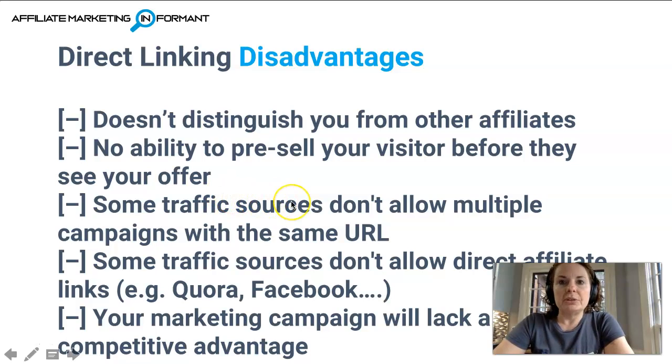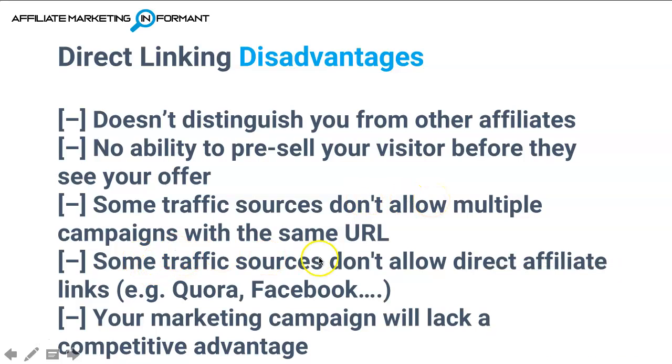Some traffic sources don't allow multiple campaigns with the same URL. This is a big one. Some traffic sources actually don't allow affiliate links on their platform. Quora is a good example. If you don't know Quora, it's a Q&A, question and answer, site. They do not allow direct affiliate links and they will shut down your account.